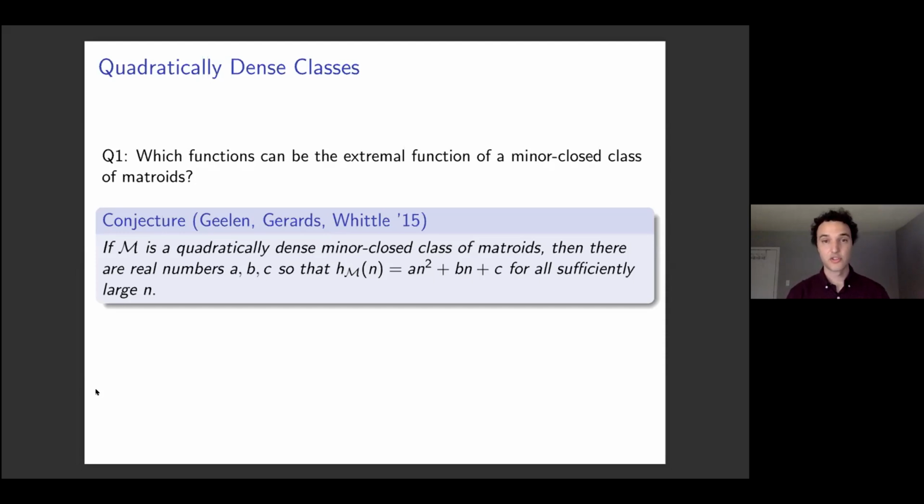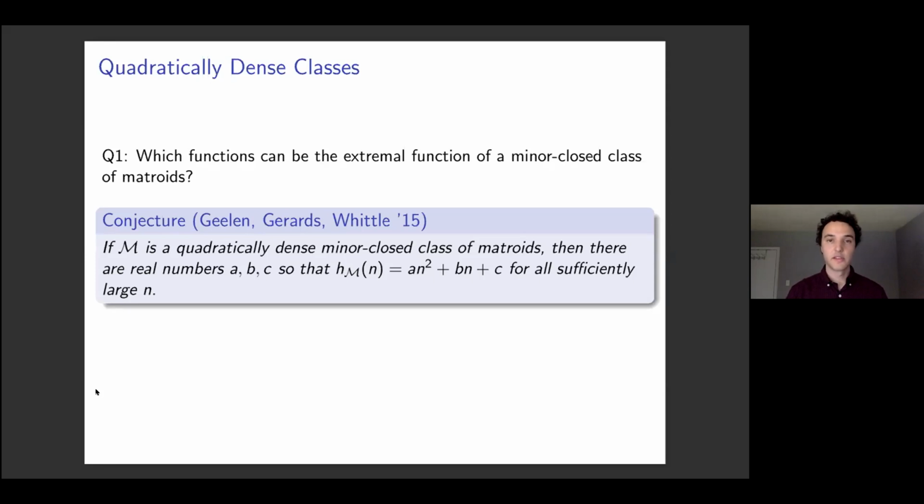One reason this conjecture is tough is the following. If you give me some quadratically dense minor closed class, I would first have to prove that there's some upper bound on the extremal function, which is actually a quadratic function, and then I would have to exhibit a class of matroids which meet that bound, and that's tough. These extremal matroids in general might not be so easy to describe. So that's why this is hard.